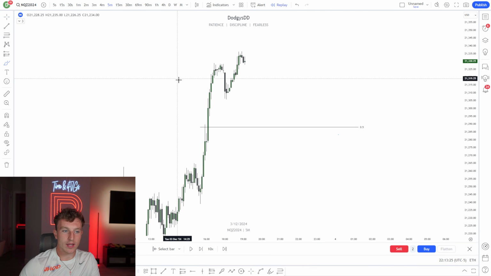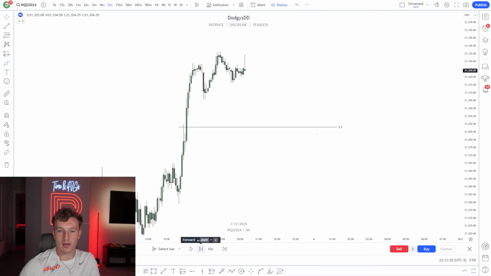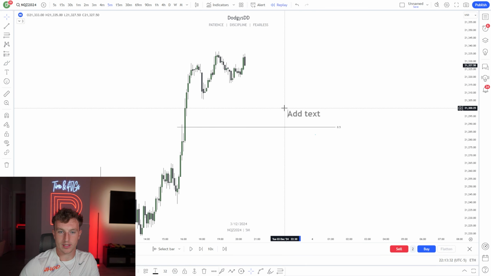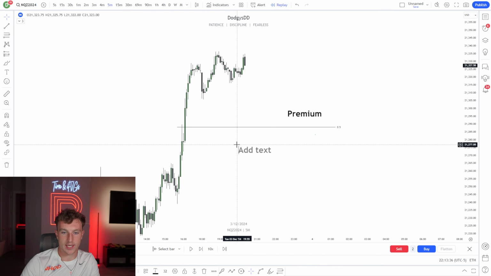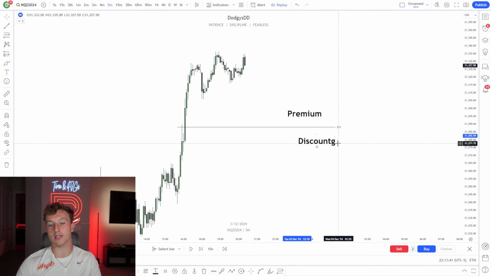Like I always tell people, if there's a 0.5, you're in premium, this is going to be premium in the range. So basically above the 0.5 is called premium and below it is called discount, right? This is when you go to the store, you want to buy things below the 0.5 or below discount, right?